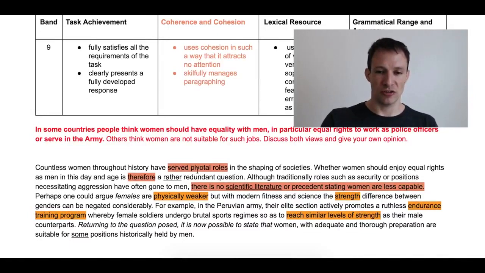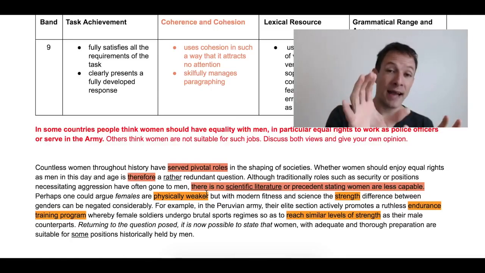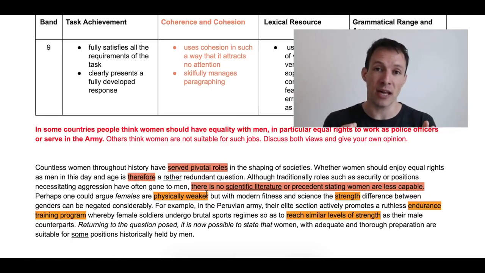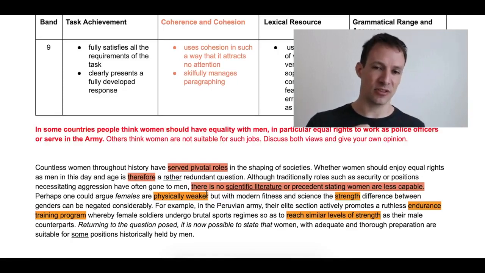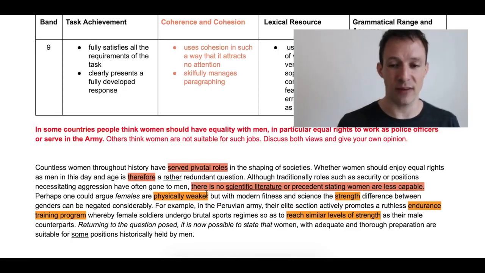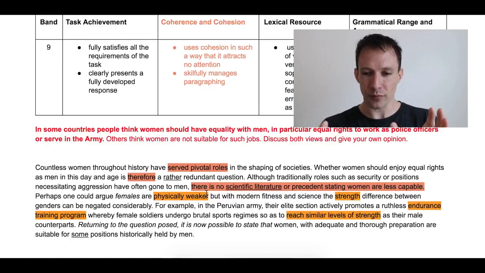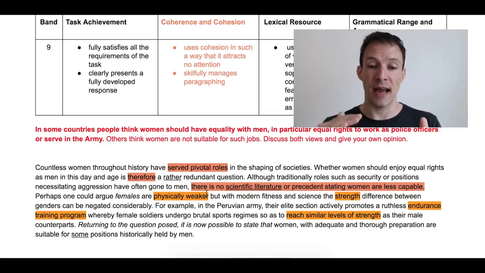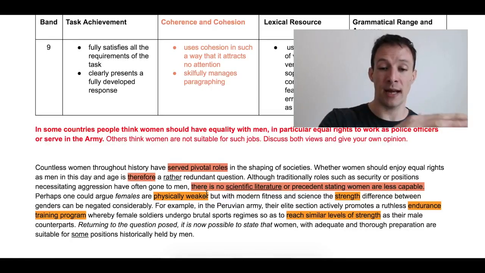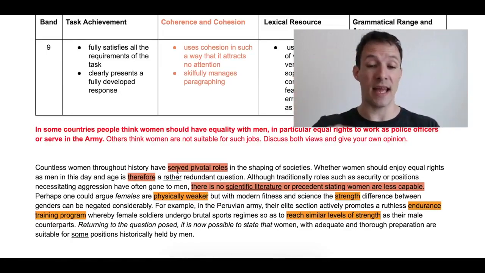Uses cohesion. So, served pivotal roles in the shaping of society. What I did here is all the parts in orange refer to the fragments of the paragraph that are pulling it together. Okay? It's not the easiest thing to explain at this level, at a Band 9 level, but the highlighted parts are referring to other parts in the paragraph or in the essay.